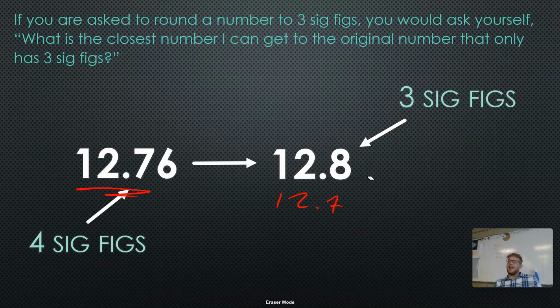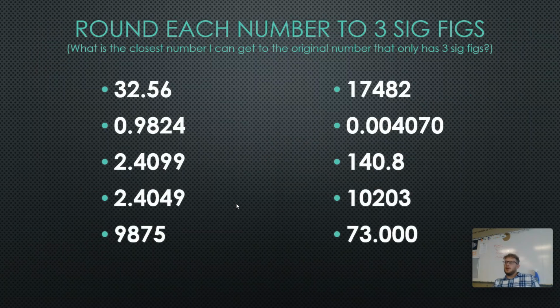Well, because 12.8 is actually closer to this number than 12.7 is, because that 6 makes it closer. So the only answer that is the closest one to that would be 12.8. All right, so let's look at some examples. Let's just do the first 5 on the left. Let's not do these.